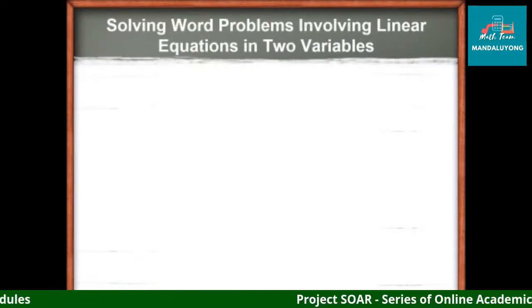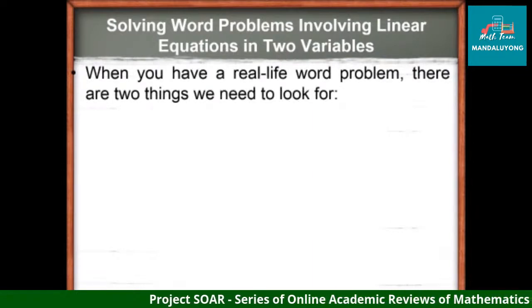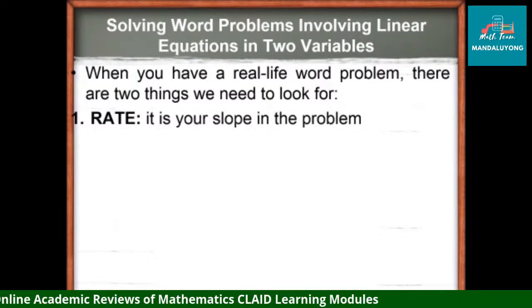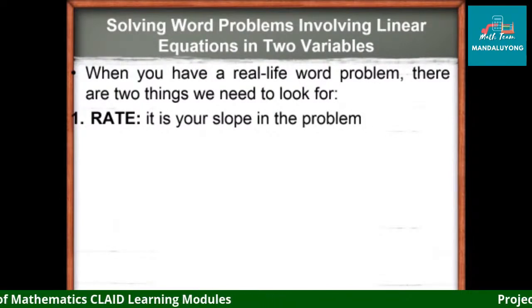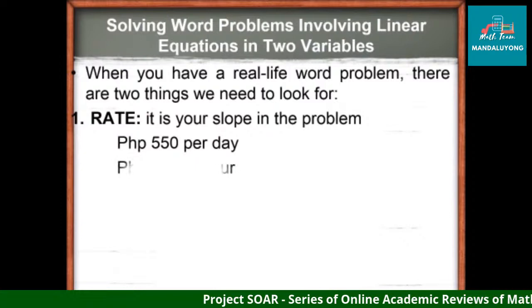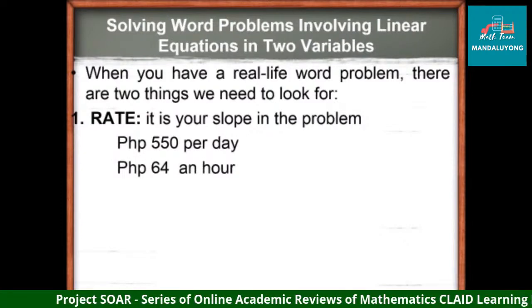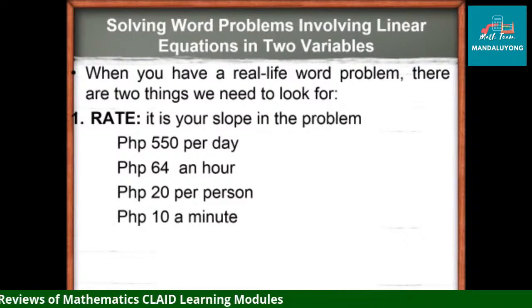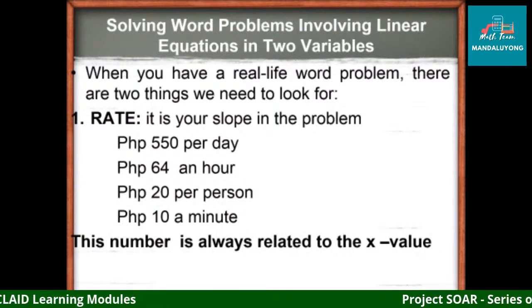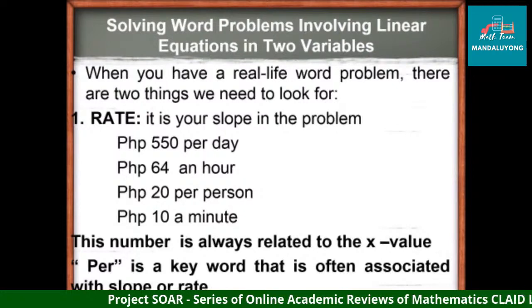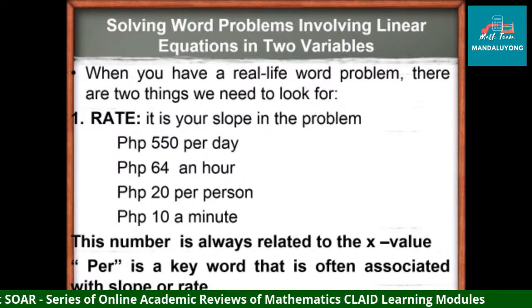Let's have solving word problems involving linear equations in two variables. When you have a real-life word problem, there are two things we need to look for. Number one is the rate. It is your slope in the problem. Examples, we have 550 pesos per day, 64 pesos an hour, 20 pesos per person, and 10 pesos a minute. This number is always related to the x value. The term per is a keyword that is often associated with slope or rate.